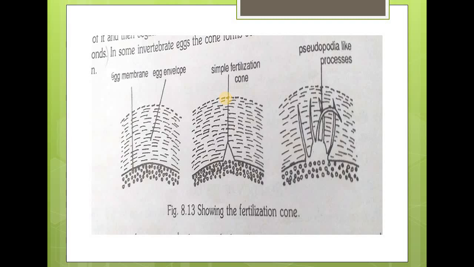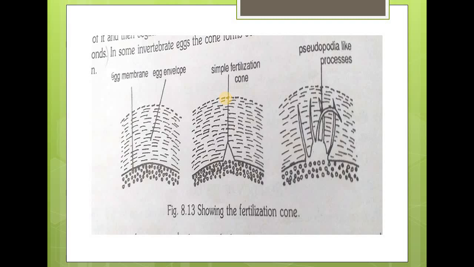So what is meant by amphimixis? In many animals, notably in mammals, the whole of the spermatozoa with the tail enters into the egg, and only after some time the tail gets degenerated. But in some animals like echinoderms, the tail of the sperm breaks off and is left outside the egg. So only the nucleus with the centrioles and sometimes the middle piece enters into the egg.